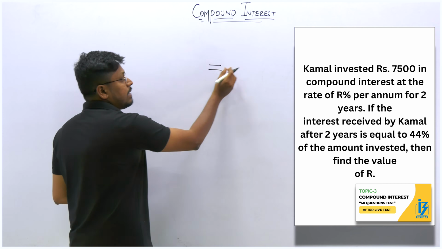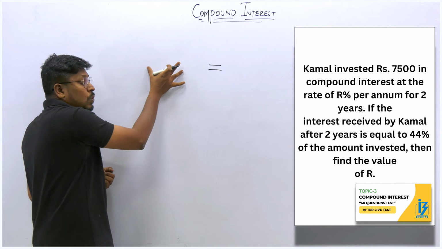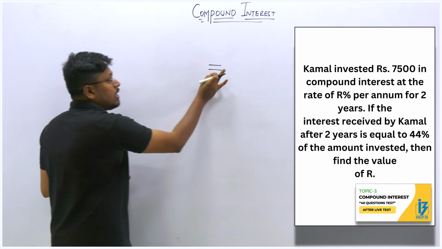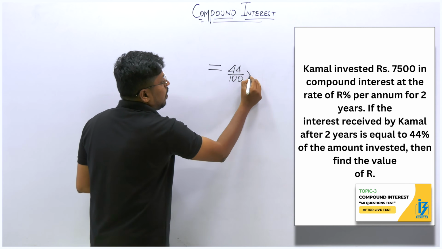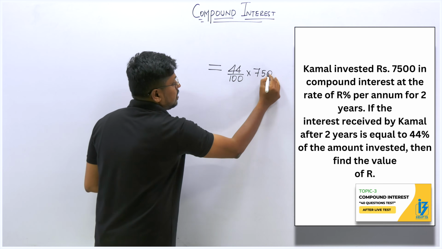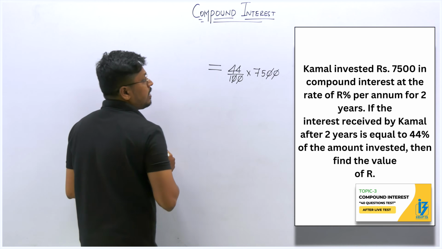So now, the compound interest he is getting after 2 years equals 44% of the amount he invested, 7,500. Now we can cancel the 0 0 here. So 44 into 75.